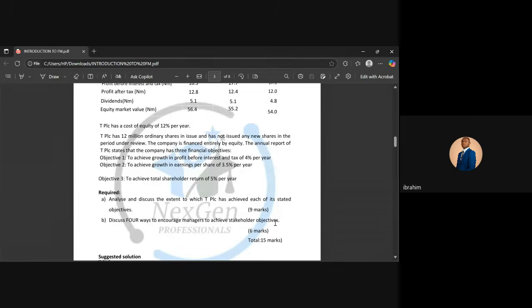These are stakeholders. Now, in order to create wealth, in order to achieve stakeholder objective, in order to satisfy your stakeholders, what are the things as a company you need to do to encourage managers, those who are in day-to-day activities, those who manage the affairs of the business? Discuss. This is 6 marks. Total marks allotted 15 marks. You can tell me one.